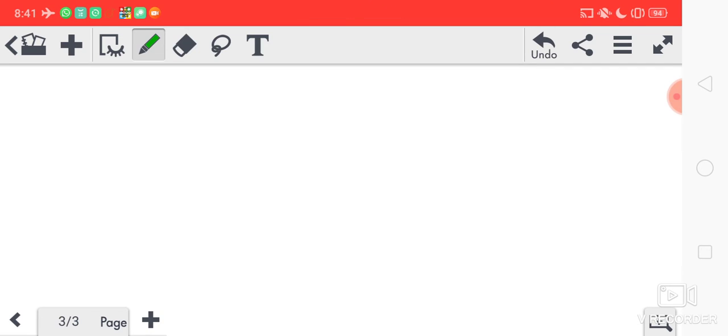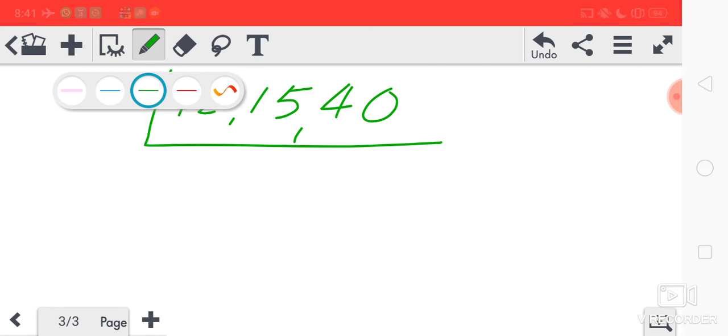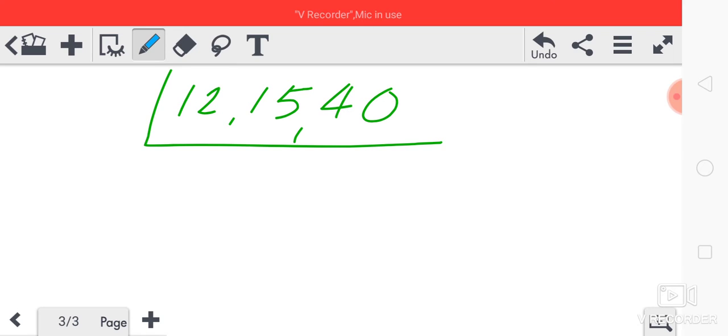Now just look here. 12, 15 and 40. Now we'll think which number will come which is a factor of 12 also, 15 also, and 40 also. Okay, if 3 numbers are there, then at least 2 numbers' factor we should think of for that. So we can take 2.